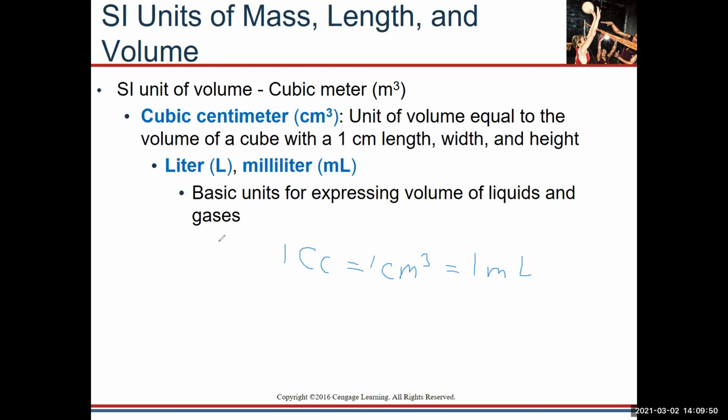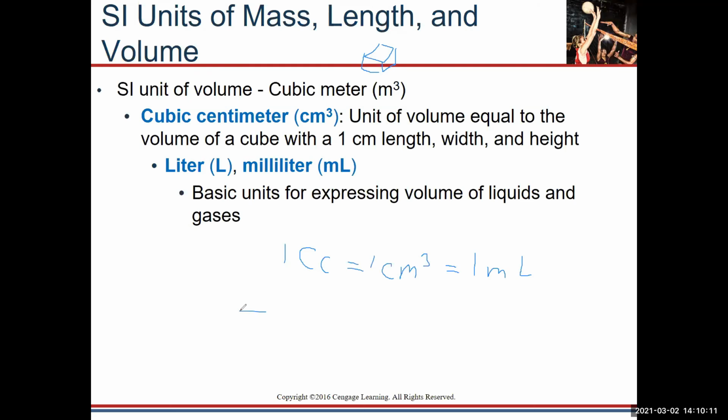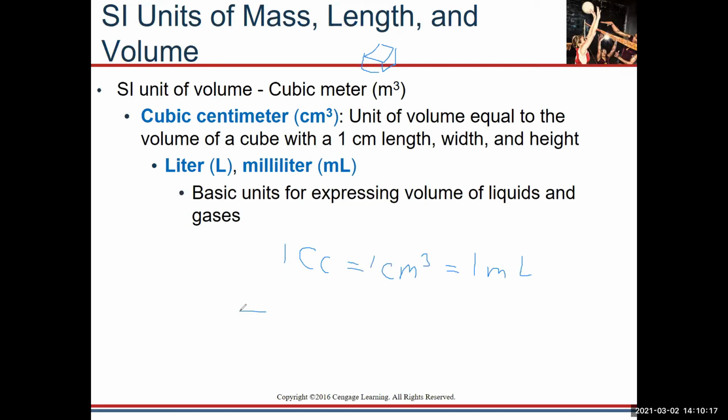So cubic centimeters are smaller than centimeters? No, cubic centimeters is looking at space occupied. It's looking at a cube of space. That's cubic centimeters, whereas centimeters is just distance. It's a single line. So one we're looking at volume and one we're looking at just a single line. Do you understand the difference between the two? Yes.